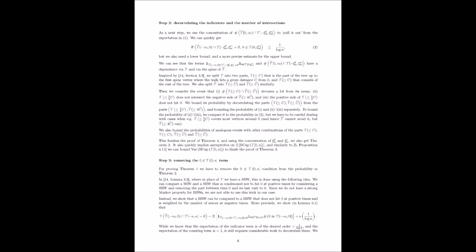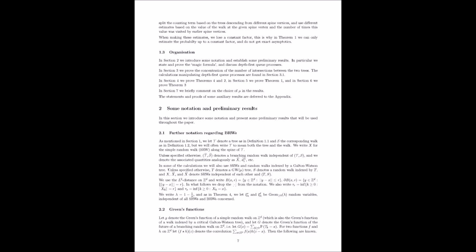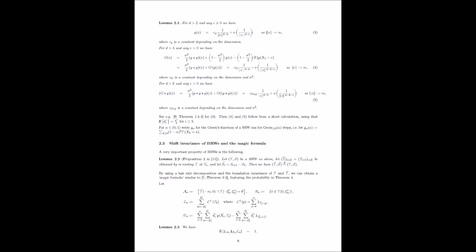Think of it as a measure of influence. Green's function tells us how much one point on the tree can influence other points, taking into account all the possible paths our random walk can take. The researchers discovered that the probability of our walks not colliding is directly related to how quickly Green's function fades away as the distance grows in this 8-dimensional space.